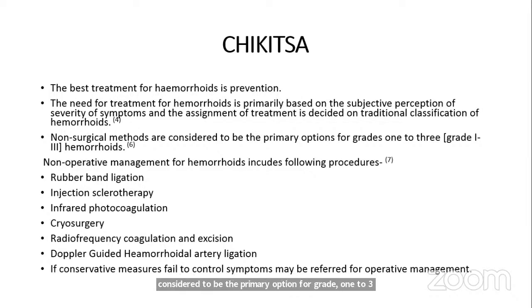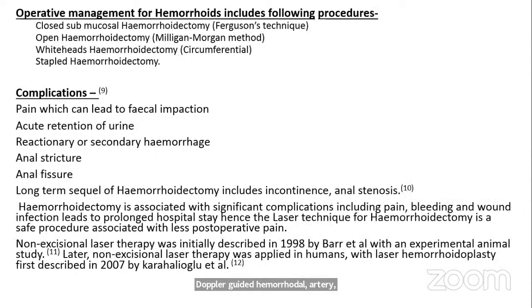Non-operative management for hemorrhoids includes the following procedures: rubber band ligation, injection sclerotherapy, infrared photocoagulation, cryosurgery, radiofrequency coagulation, and excision. Doppler guided hemorrhoidal artery ligation, if conservative measures fail to control symptoms, may be referred for operative management. Operative management includes closed submucosal hemorrhoidectomy, open hemorrhoidectomy, Whitehead hemorrhoidectomy, and stapled hemorrhoidectomy. Complications are pain, which can lead to fecal impaction, acute retention of urine, reactionary or secondary hemorrhage, anal stricture, and anal fissure. Long-term sequelae of hemorrhoidectomy include incontinence and anal stenosis.